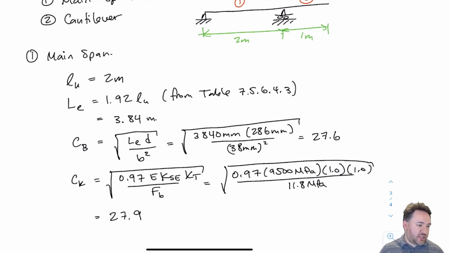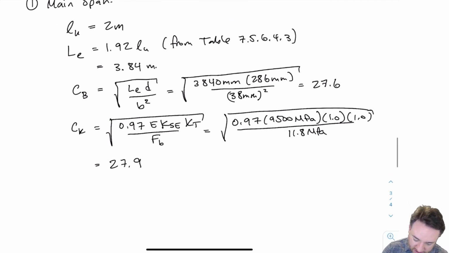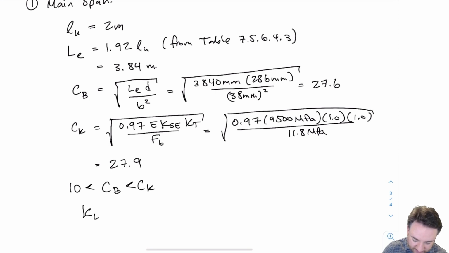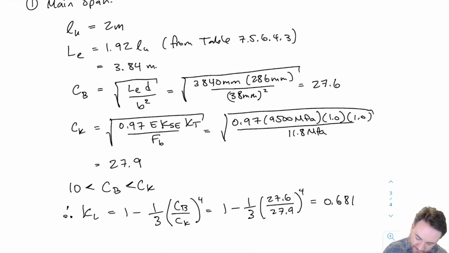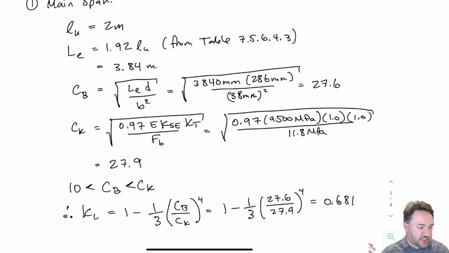Again, unitless because the MPa on the top and the MPa on the bottom cancel out. So now is CB greater than CK or less than CK? It's less than CK, just barely. So this tells us which equation we should use. Since CB is greater than 10, but less than CK, I have this KL that I'm given in the standard. Okay, so I sub everything into this equation and I get 0.681.